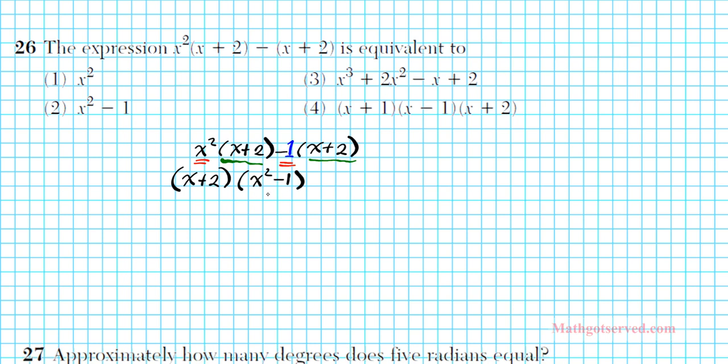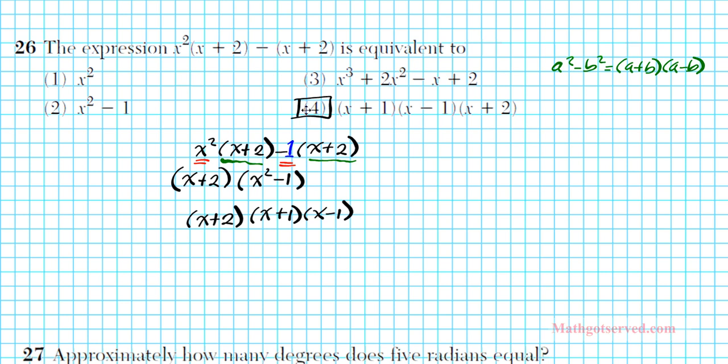Now, what is this right here? x squared minus 1 is a difference of squares, right? And remember how to factor a difference of squares: a squared minus b squared is a plus b times a minus b. So this is going to be x plus 2 times x plus 1, x minus 1. All right, so the final answer is option number 4.